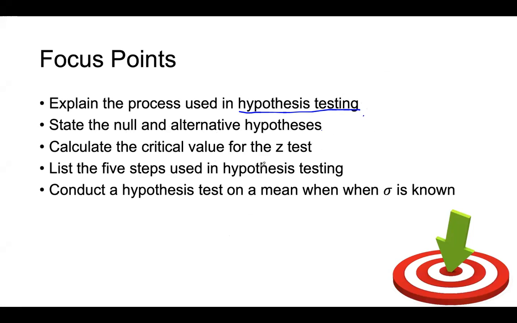So there's 5 steps used in hypothesis testing. So we're just going to understand 1, 2, 3, 4, 5. And then we're going to construct a hypothesis test on a mean when sigma is known in this particular case.